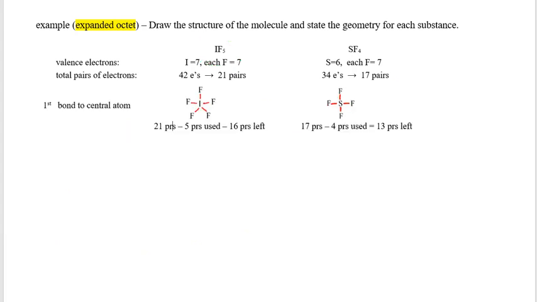Let's just look at that. If we make single bonds to the central atom, for the iodine, we're going to use 5 pairs to do that. So 21 minus 5 makes 16 pairs left. For the sulfur, we're going to use 4 pairs to connect the 4 fluorines for 13 pairs left. Then we need to complete those octets, on everybody that's not the center.